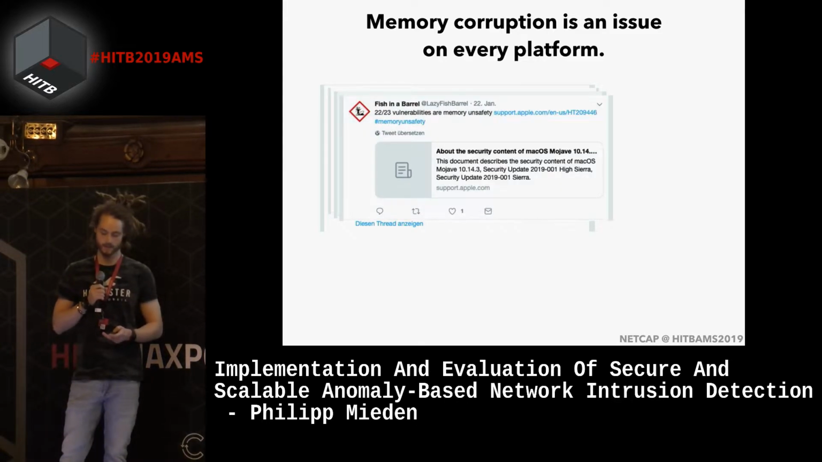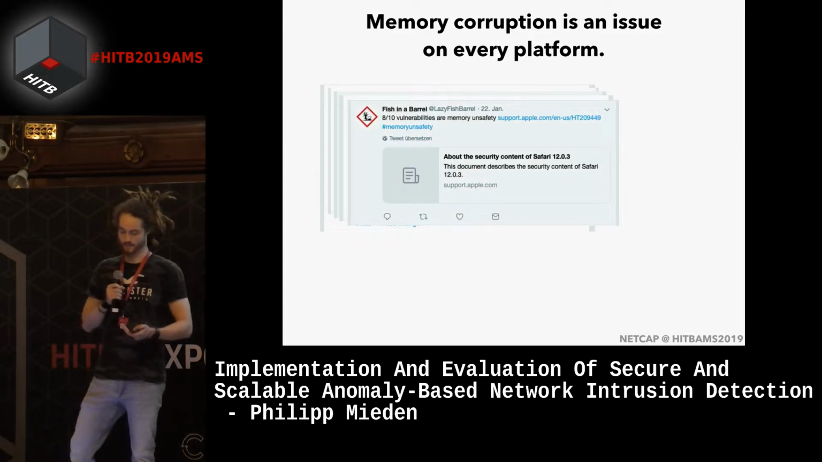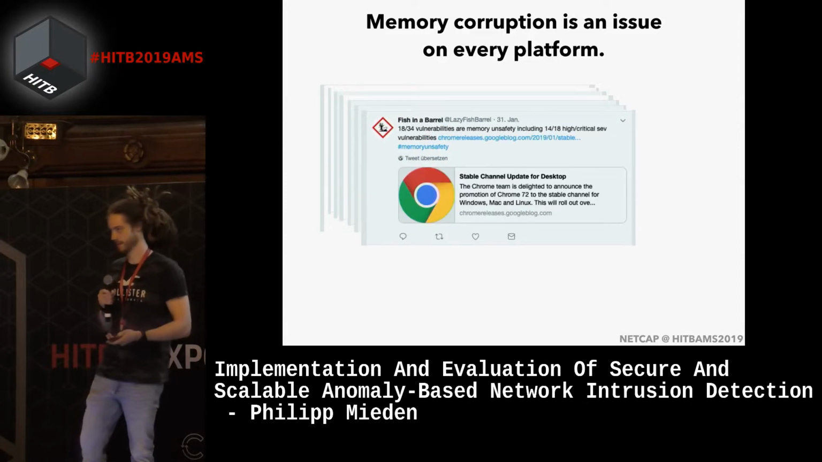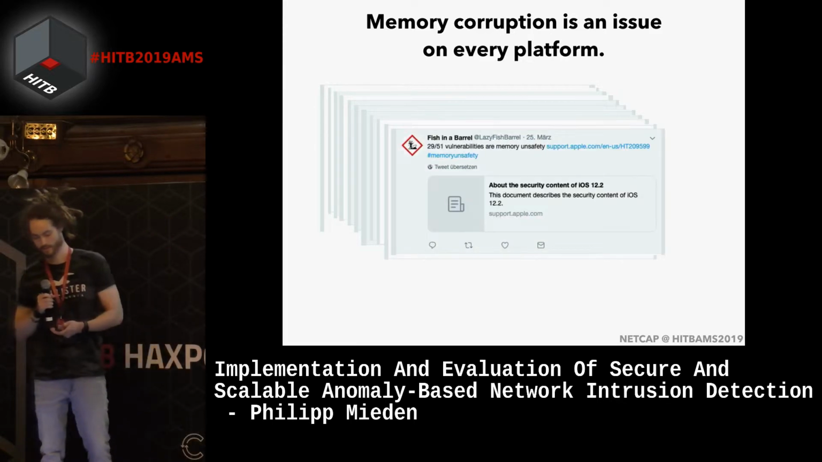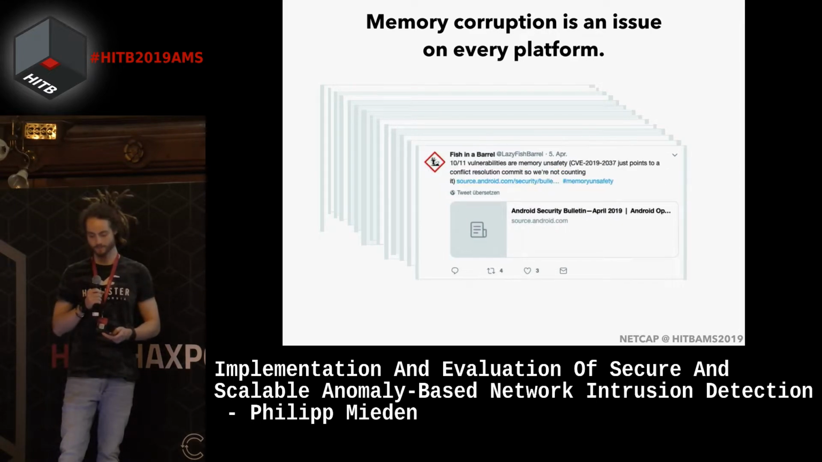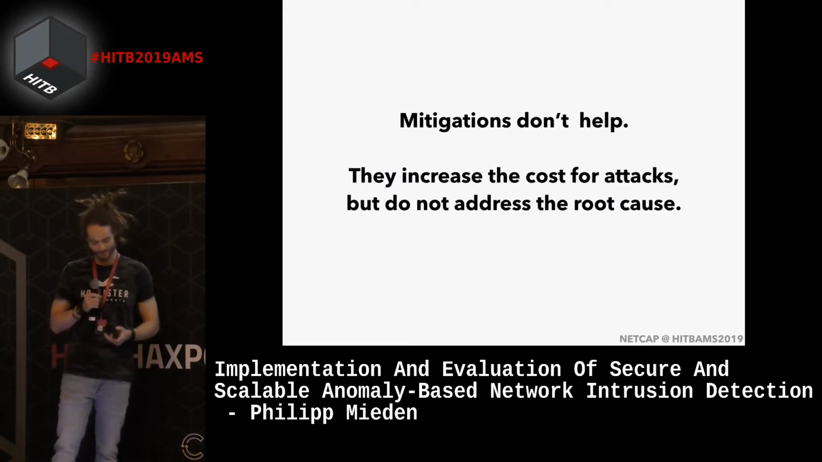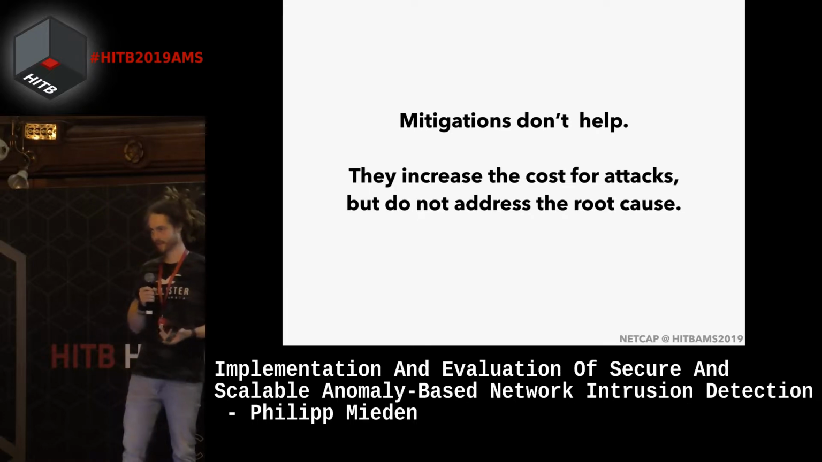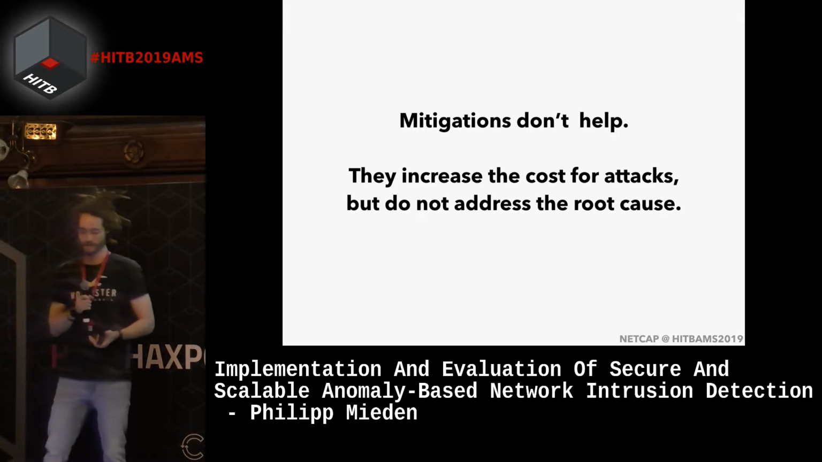It affects every major platform. Like in this case, 22 out of 23 in the macOS Mojave update, 8 out of 10 in the Safari update, 27 out of 31 in iOS. So basically, this goes for all kinds of major platforms, no matter if Android, major browsers, whatever. And what we're doing currently is using mitigations, but as the name mitigation implies, it's not addressing the root cause. It's just making it harder to exploit.